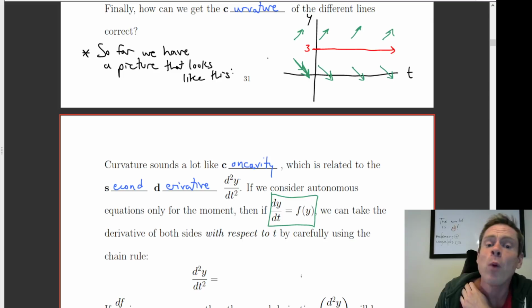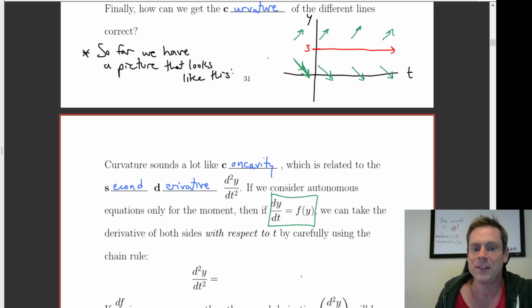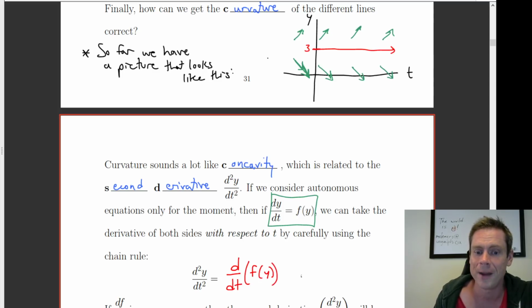If I want to take the second derivative with respect to t, then I'm really taking the derivative with respect to t of this quantity. And that's not quite as straightforward as you might think at a glance. The second derivative with respect to t means I have to take the derivative with respect to t of the right-hand side, not y. d/dt of f of y.